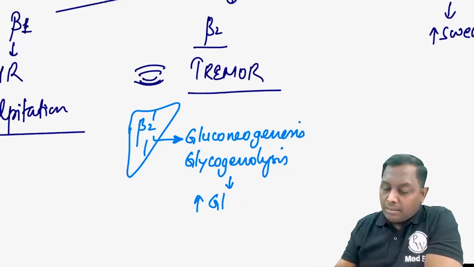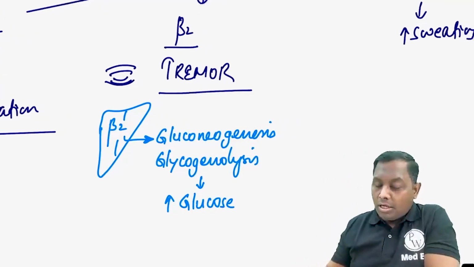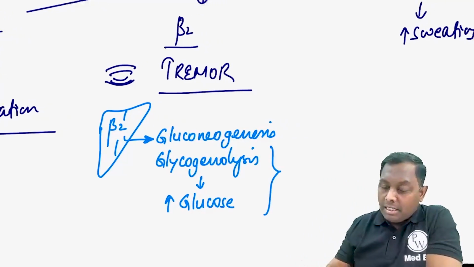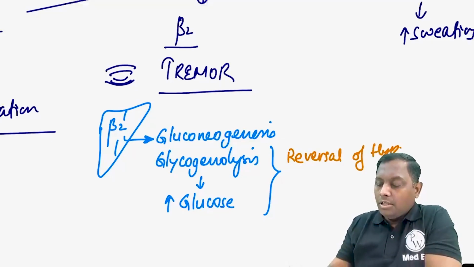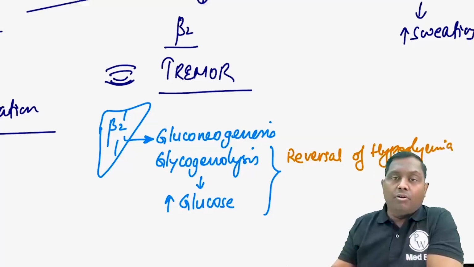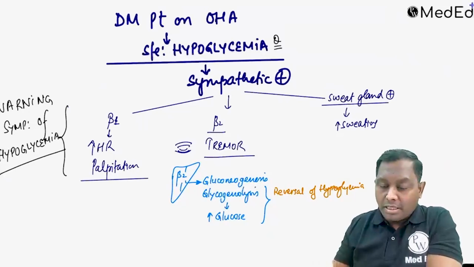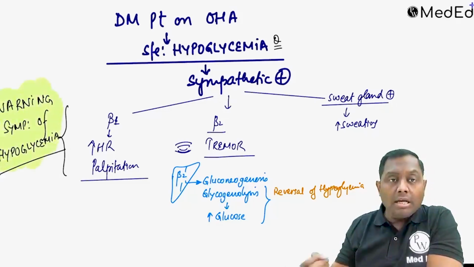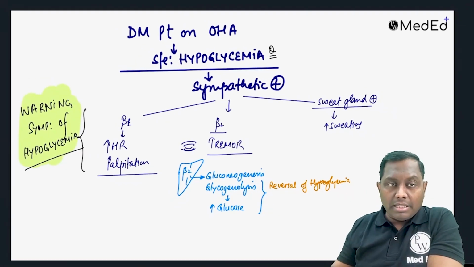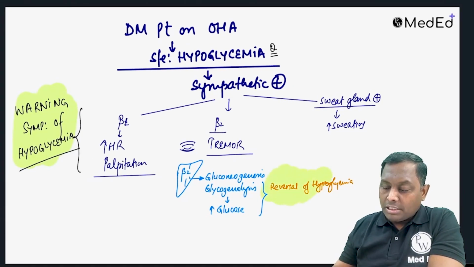Whenever there is any increase in the plasma glucose that is occurring in response to hypoglycemia, this can actually lead to reversal of hypoglycemia. There will be reversal of hypoglycemia. So whenever there is any emergency like hypoglycemia, the body is responding in itself. There is increase in the sympathetic drive, and that is going to give rise to warning symptoms of the hypoglycemia. Whenever there is a warning symptom of hypoglycemia, they can also lead to reversal of the hypoglycemia after some time.